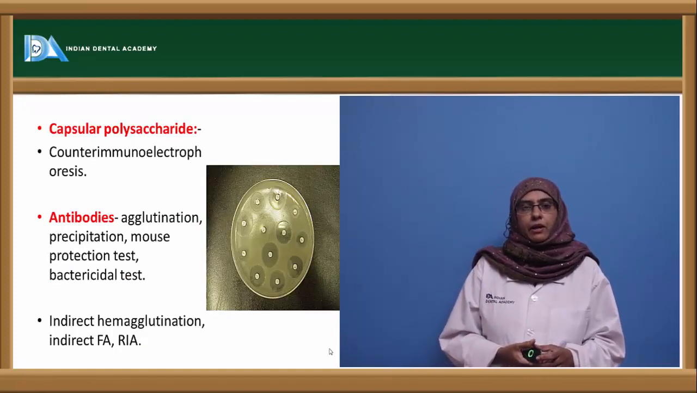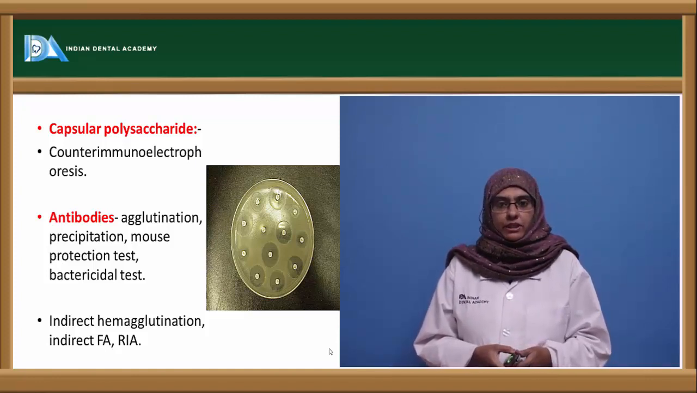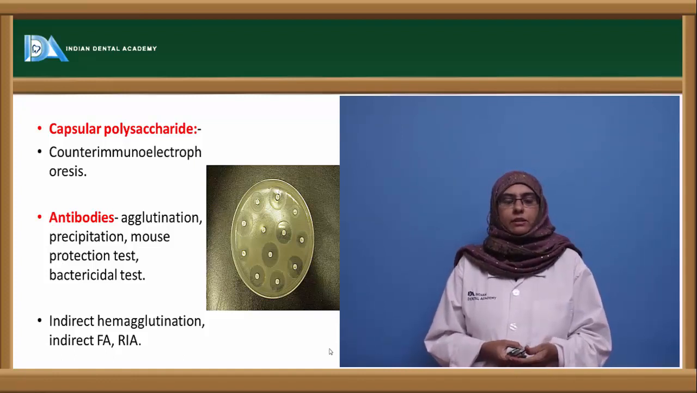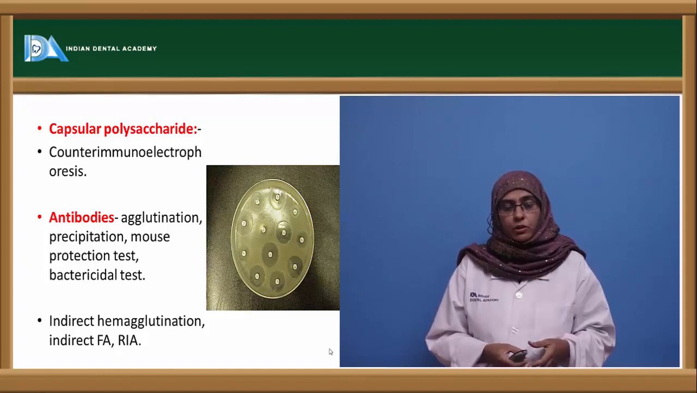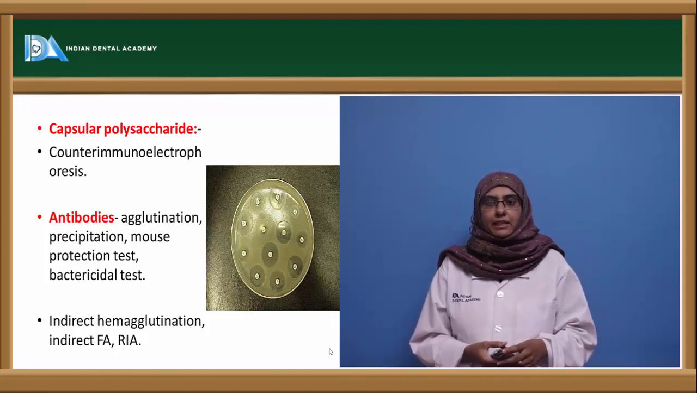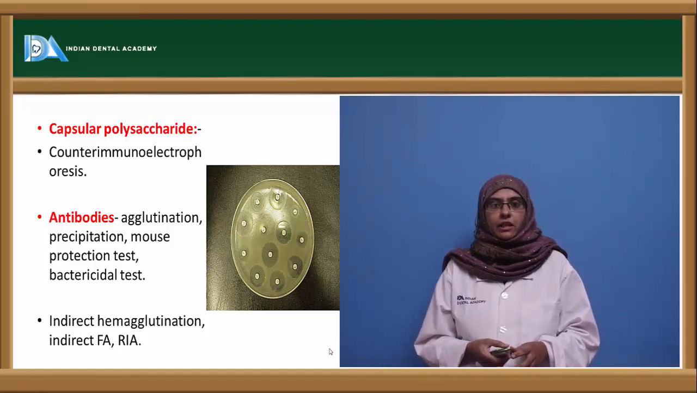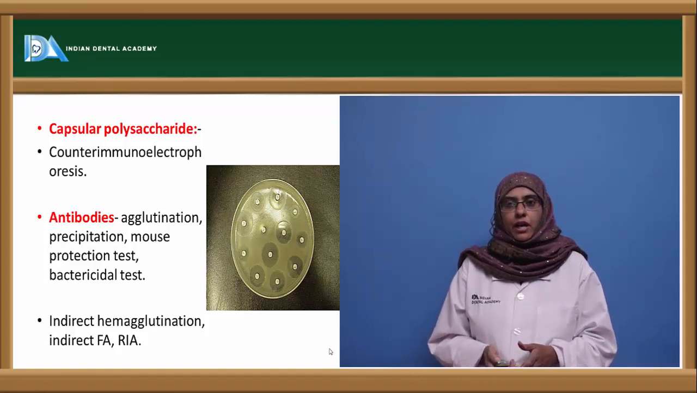Next is the capsular polysaccharide, which can be identified with the help of counter immunoelectrophoresis, and the antibodies against the other components of the organism can be identified via agglutination, precipitation, and you can go for mouse protection test or bactericidal test. Apart from that, you can go with indirect hemagglutination, indirect fluorescent antibody technique, and radioimmunoassay.